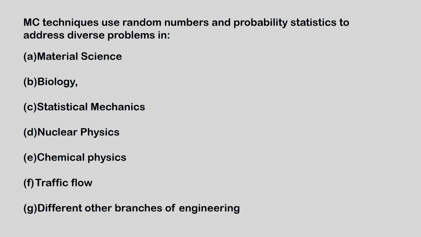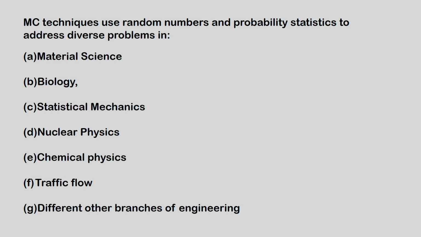Monte Carlo techniques use random numbers and probability statistics to address diverse problems in material science, say crystal growth. They have been used to understand how a crystal grows when you are depositing, say, a thin film using a molecular beam epitaxy method or some other method, and how the thickness of the film grows from a perfectly two dimensional to a quasi two dimensional, phenomena that have to be seen as a function of time. These are some of the important problems in material science.